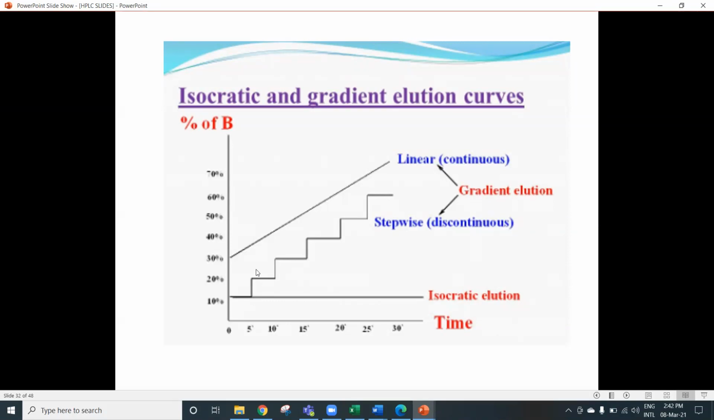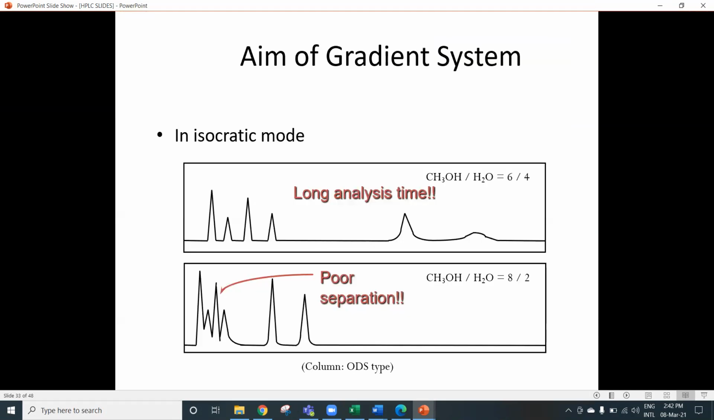It will rise at a certain degree. Then you have an isocratic interruption, and it rises. So you have different steps of isocratic and gradient elution curves. But just like the isothermal elution in HPLC, in GC, isocratic mode can also give us very long analysis time and poor separation.